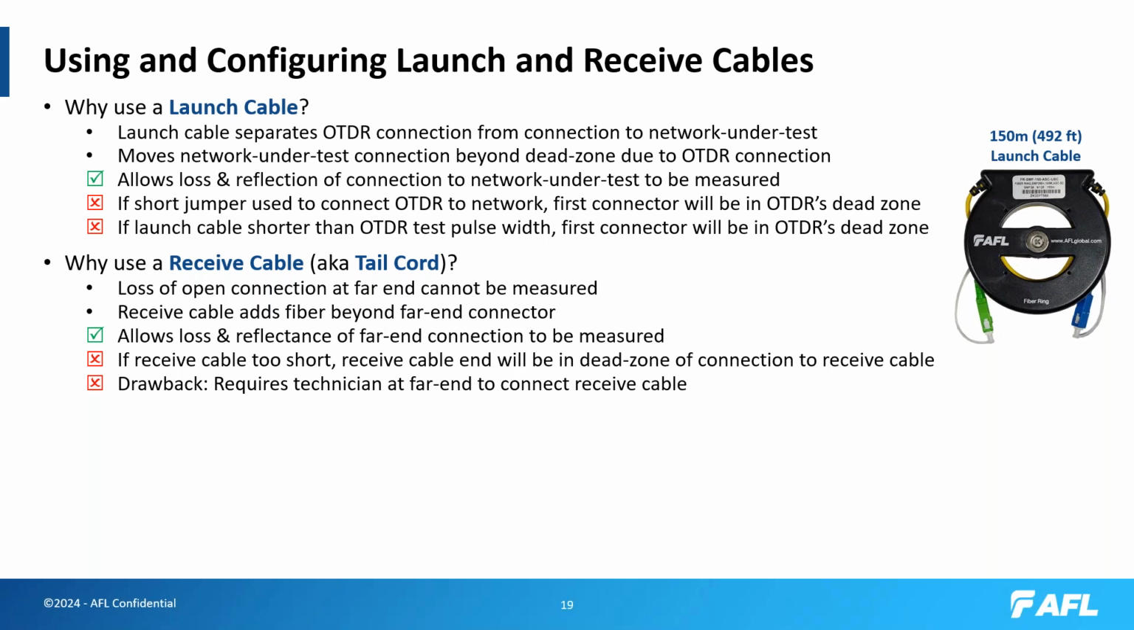So if you need to measure the quality of the far end connector, then you'll need to put a tail cord on. And again, the length of the tail cord would need to exceed the dead zone of the widest pulse width you're going to use to qualify that far end.